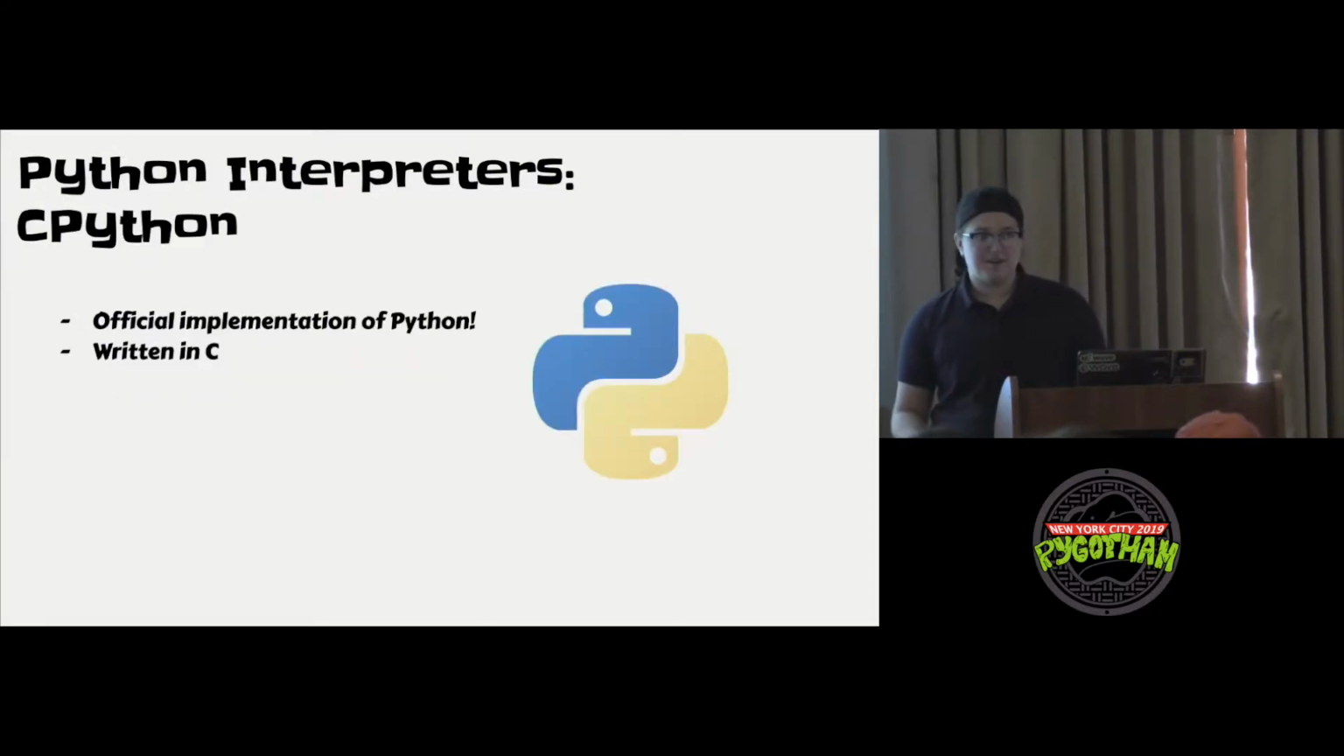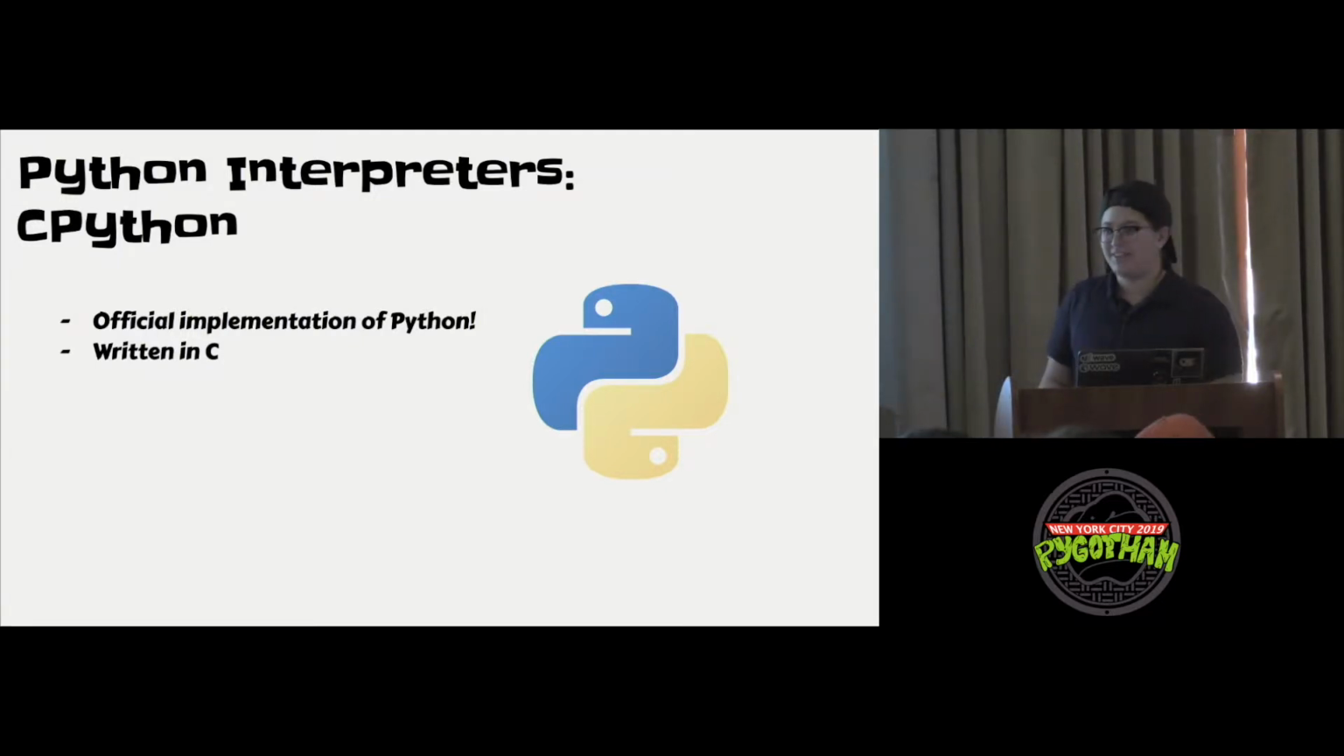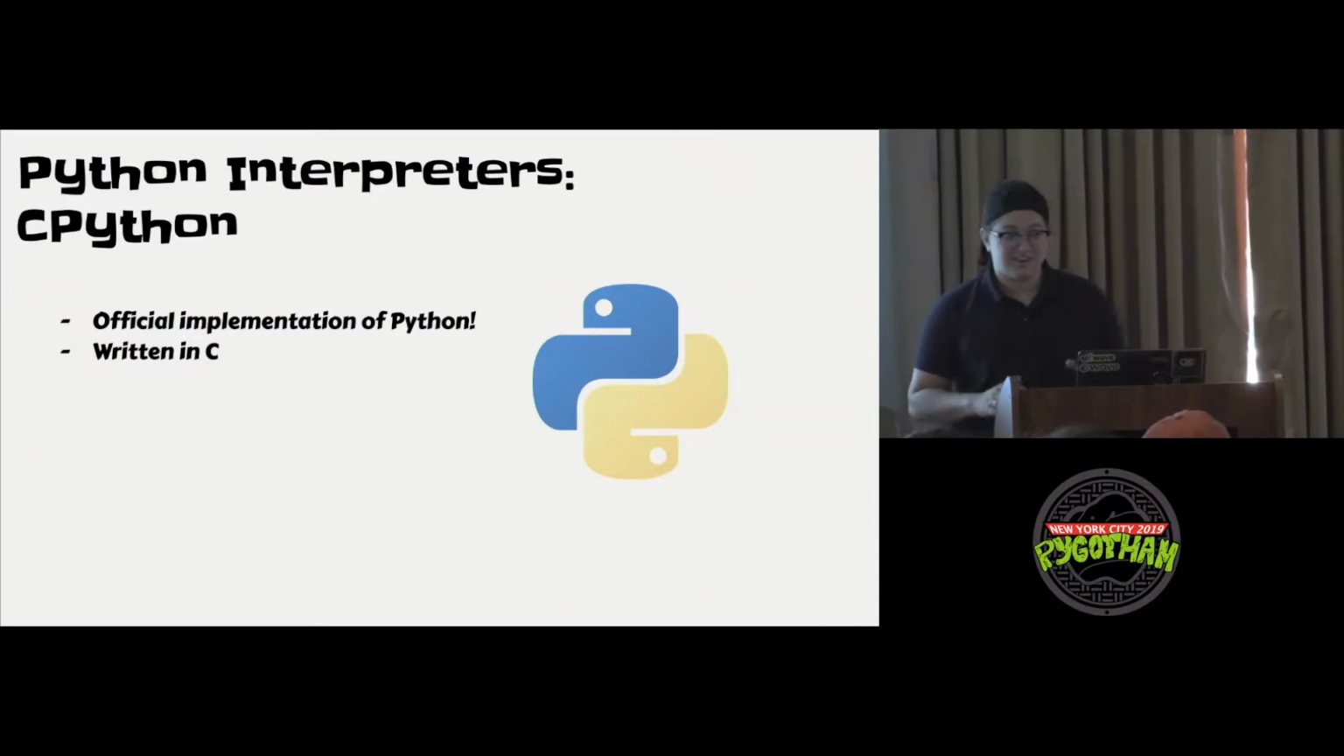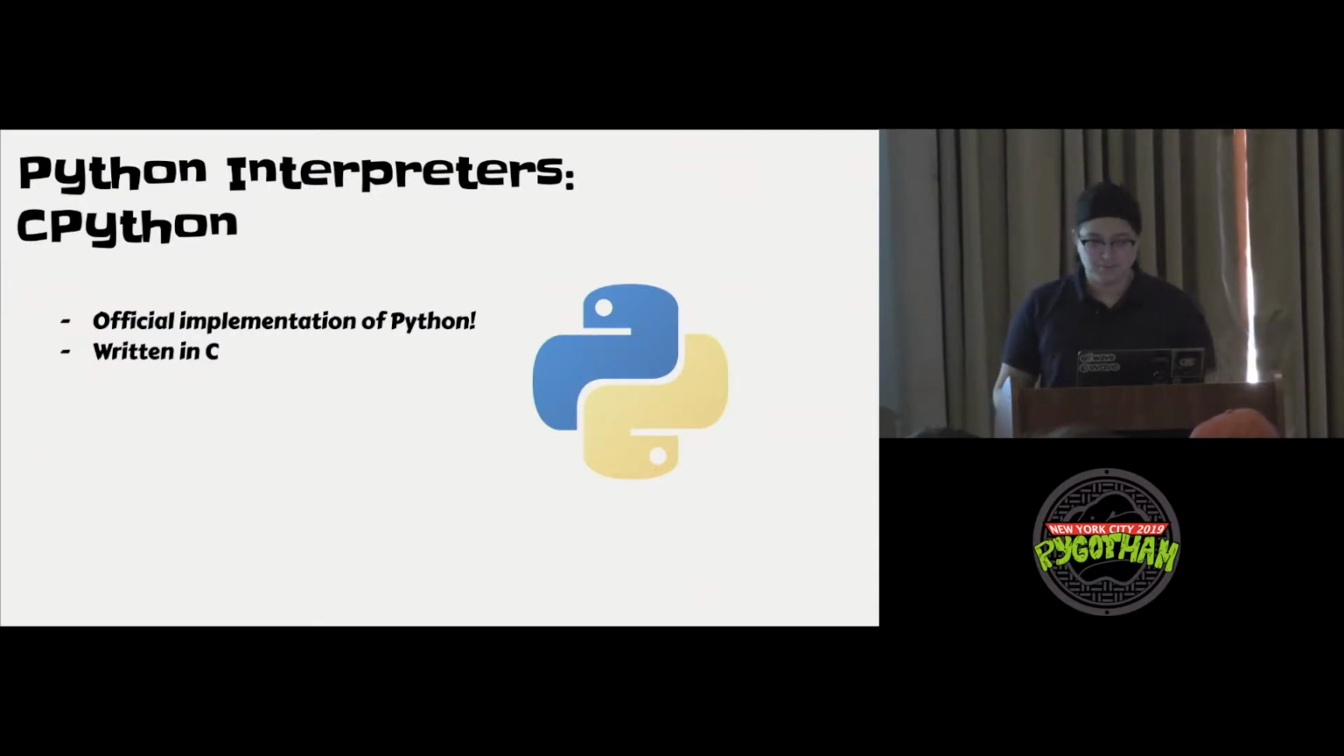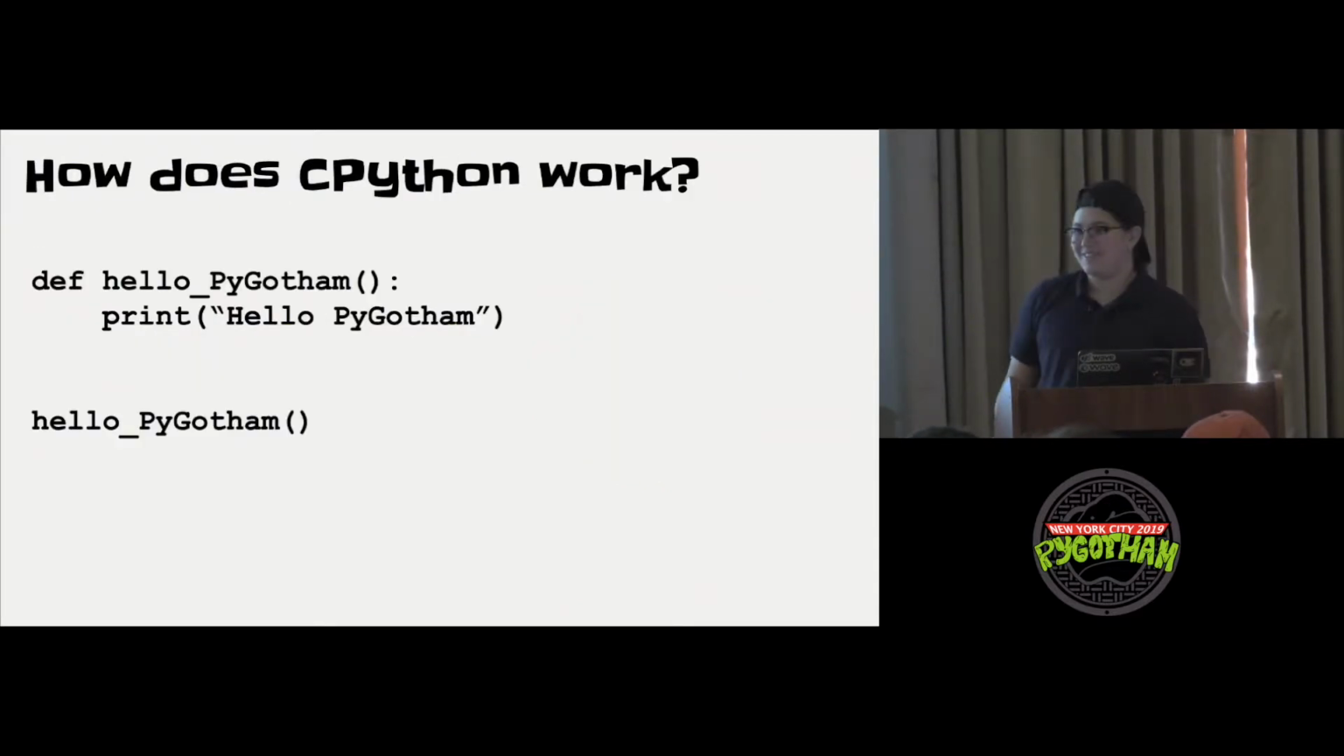And finally, we have CPython. As you can tell by its name, it's written in C, and it's the official implementation of Python. And for the rest of this talk, we're just going to be focusing on how CPython works, since it's the original one. So how does CPython work?